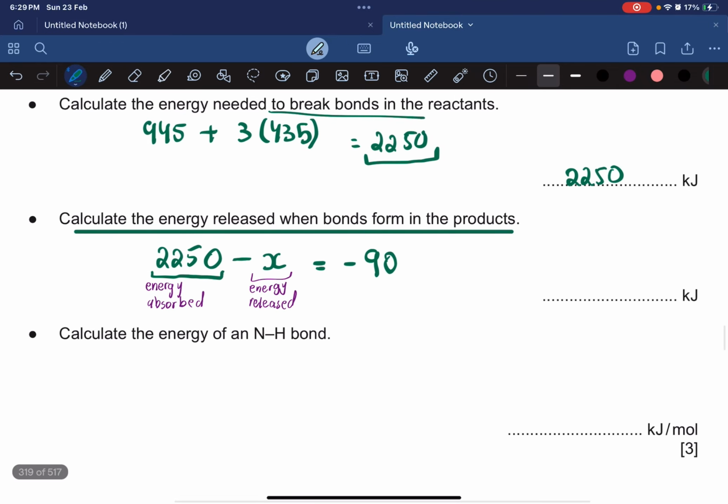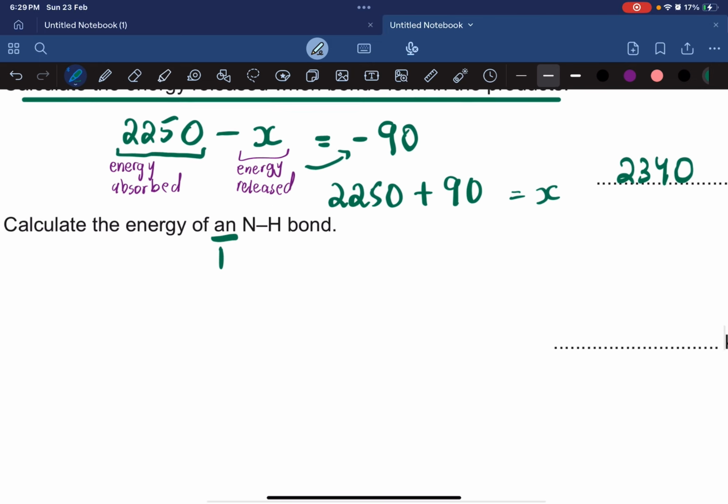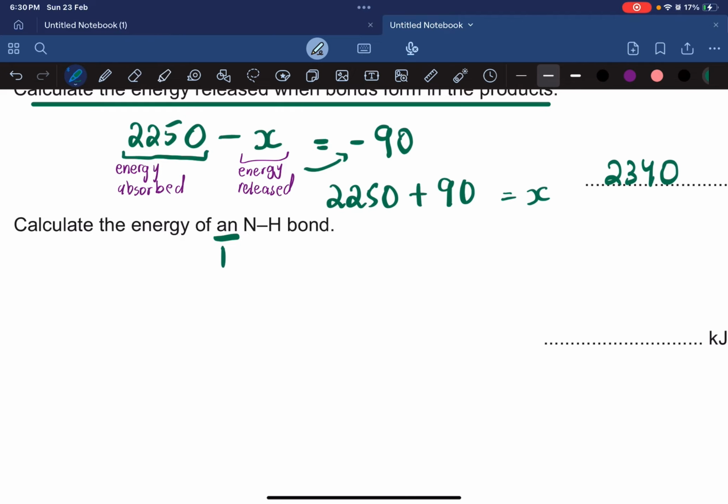From here, can you figure out the value of the energy that is released? You just move your X over here, your 90 over here. It's going to be 2250 plus 90 equals X. You add 90 to it, and that gives you 2340. Now you know the amount of energy released, and you have to calculate the energy for an N-H bond, meaning a single N-H bond.